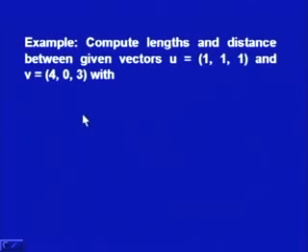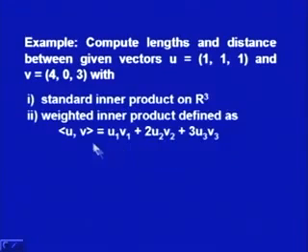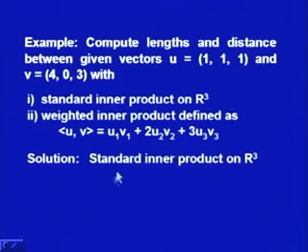Now, let us illustrate this with an example. Compute the lengths and distance between the given vectors u as (1, 1, 1) and v as (4, 0, 3), with the standard inner product on R3 and the weighted inner product defined as inner product of u, v equal to u1 v1 plus twice u2 v2 plus thrice u3 v3. So, we solve it. We start with the standard inner product on R3.